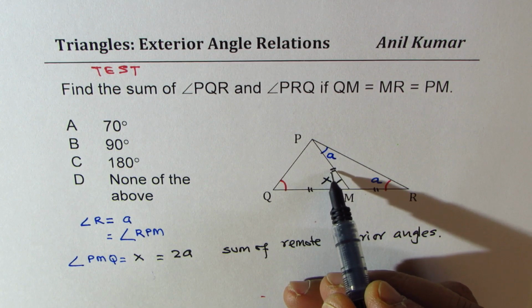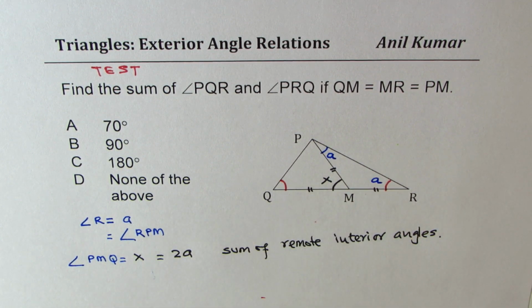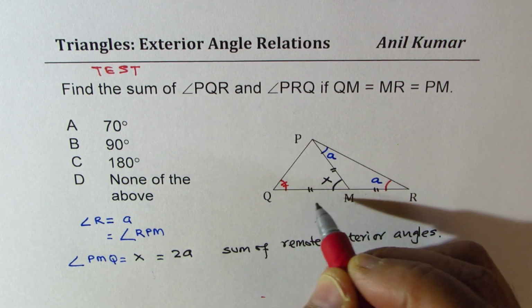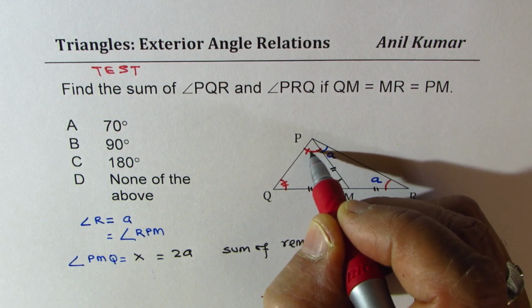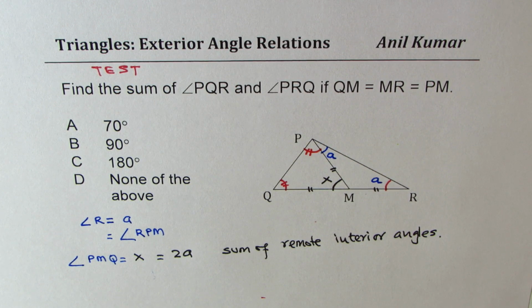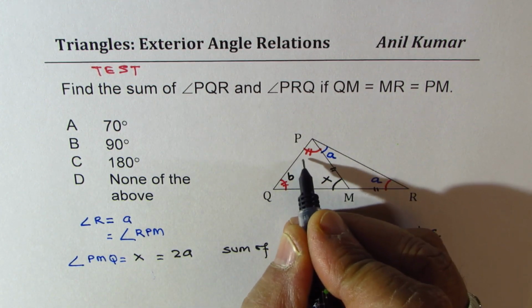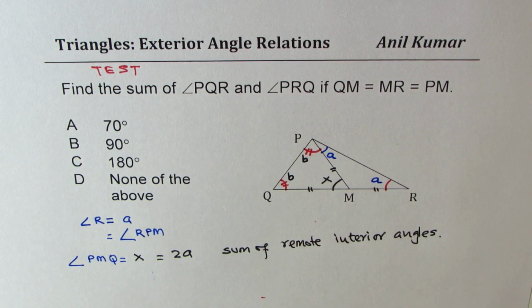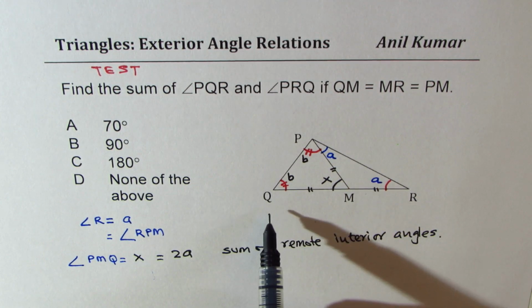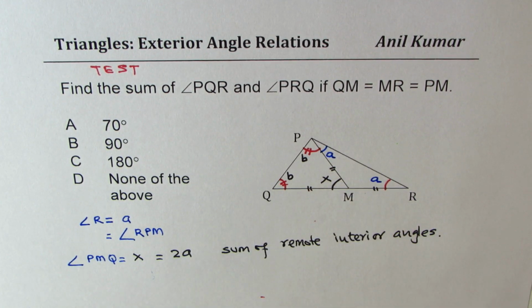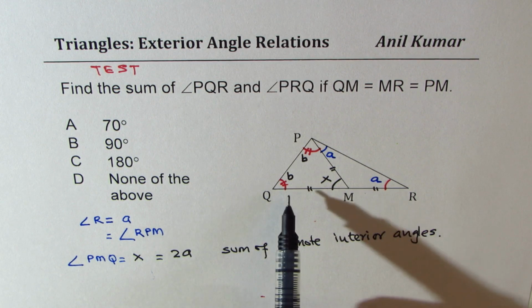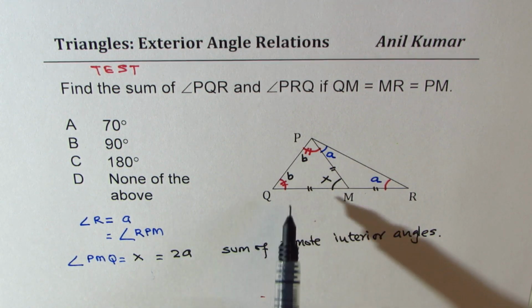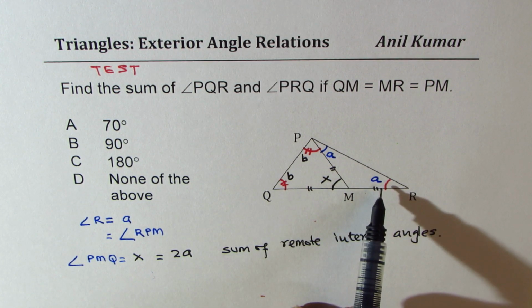Now these two sides are equal. That really means that angle Q is also equal to this angle, correct? So let's call those angles B. In that case, what is B equal to? Then we can find what B plus A is.